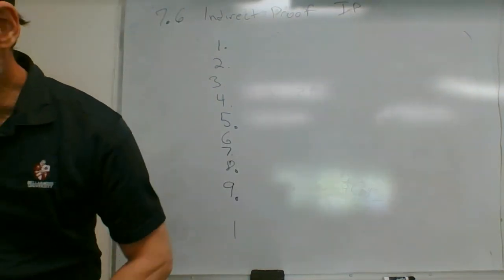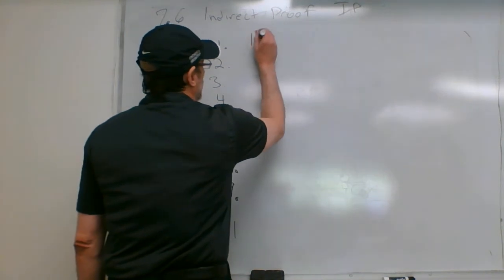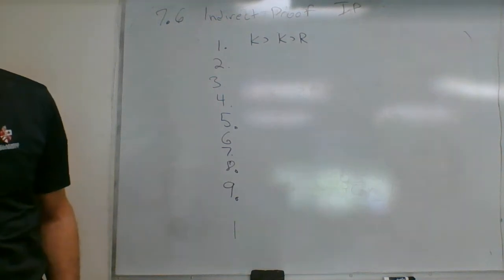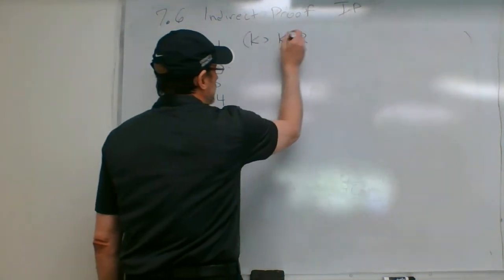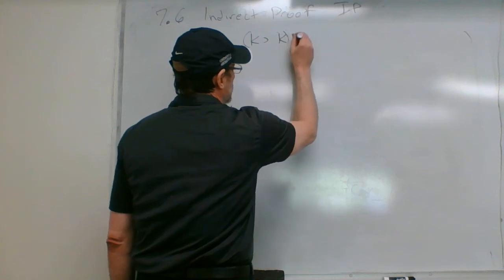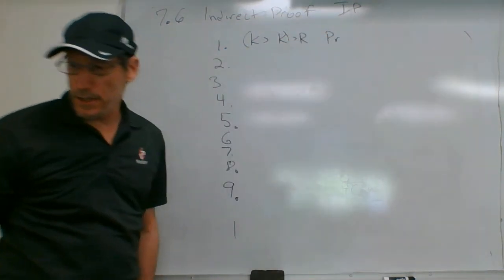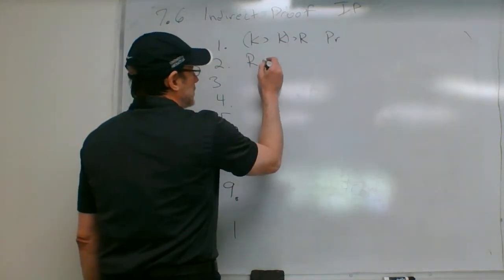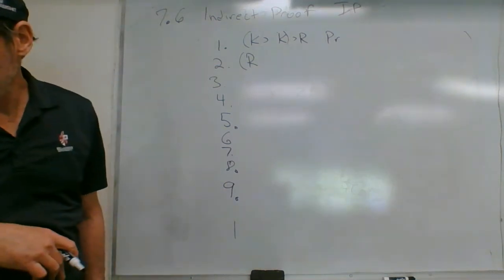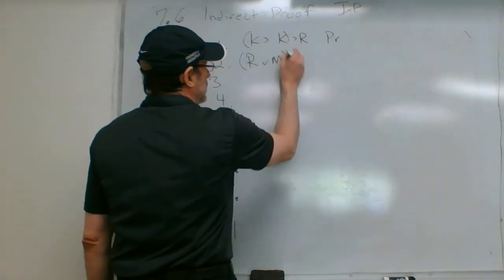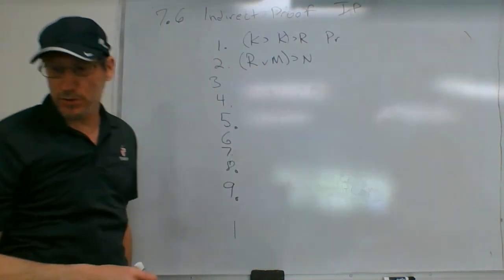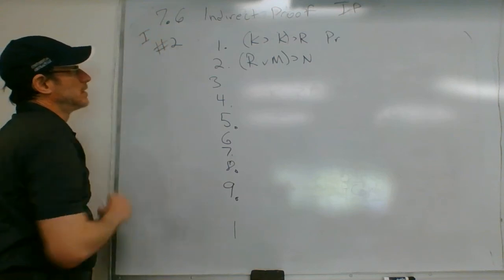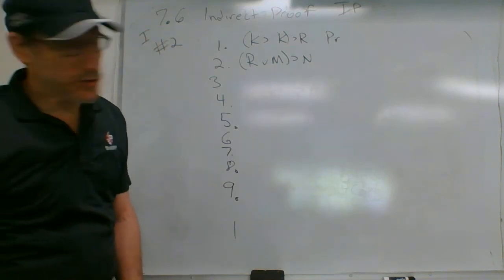Okay, we have K horseshoe R, where we have this. K horseshoe R is a premise. And we have R wedge M horseshoe N. R wedge M horseshoe N. Okay, I'm doing number 2 from Roman numeral 1. This is a premise, and we're trying to prove N.